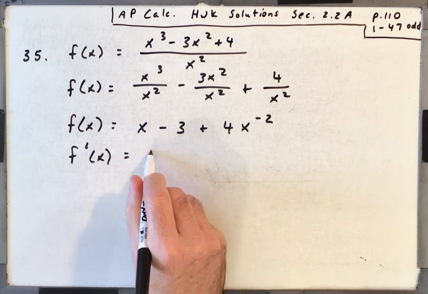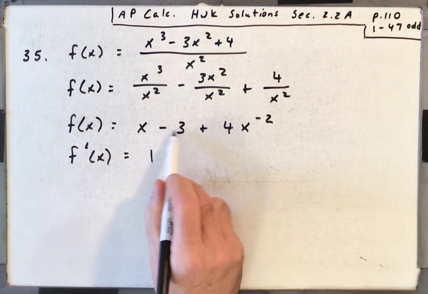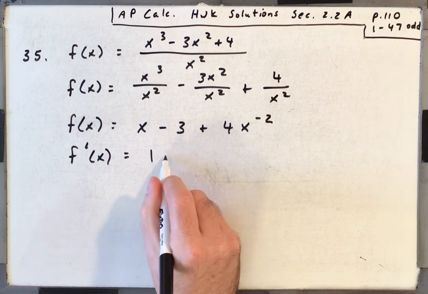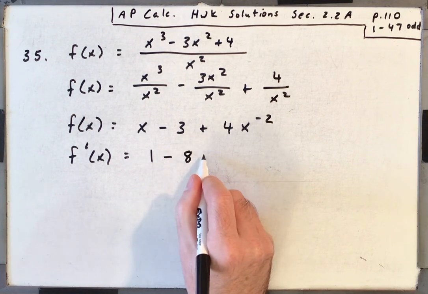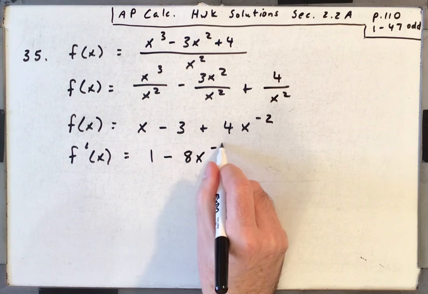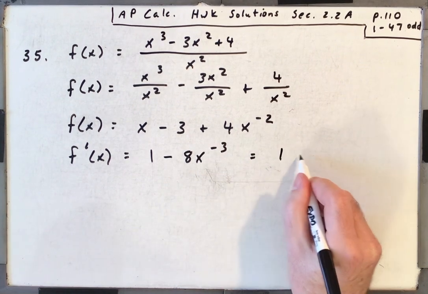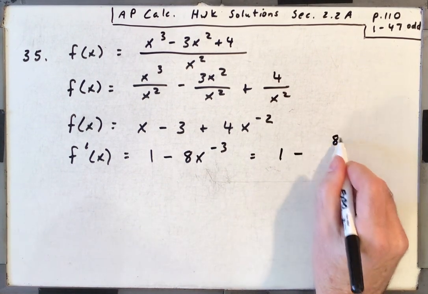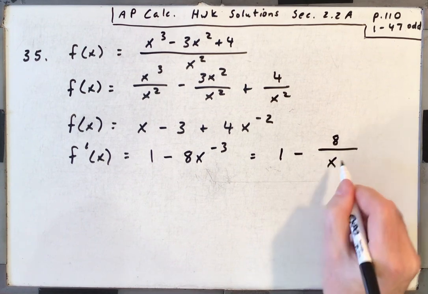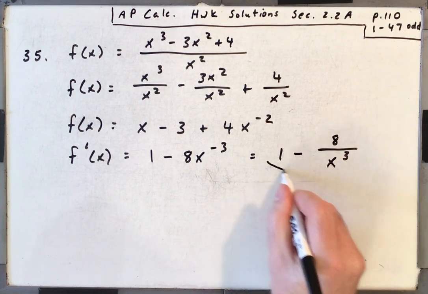What's the derivative of x? It's 1. The derivative of negative 3 is 0. And then this would be minus 8x to the minus 3. So getting rid of that negative exponent, that's 1 minus 8 over x cubed.